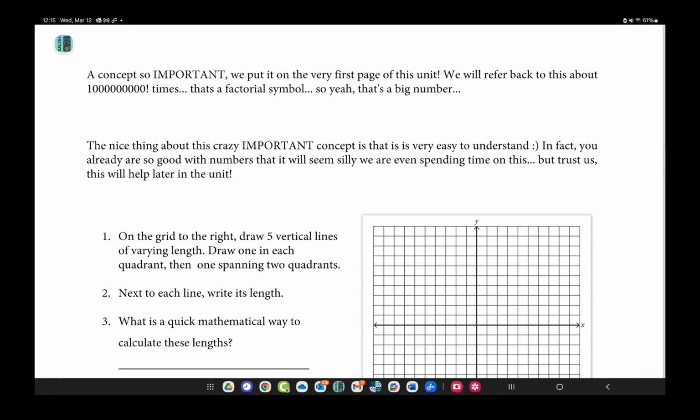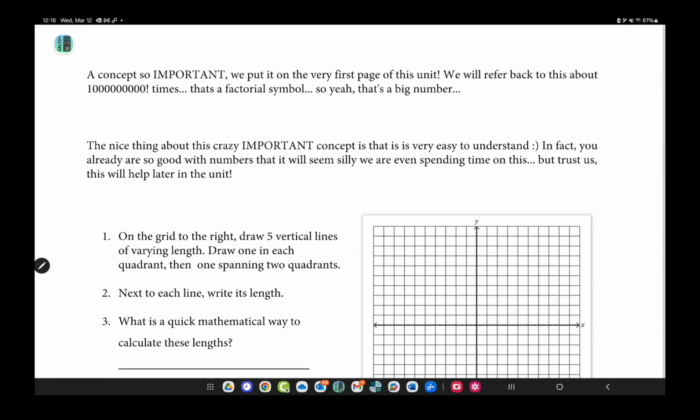A concept important we put on the very first page of this unit. We will refer back to this about whatever number that is times. Oh, and that's factorial, so that's even bigger than you think it is. So one of the biggest concepts we need to know for this entire unit is going to be taught in the first step. Now the nice thing about this great important concept is it's very easy to understand. In fact, you already are so good with numbers, it will seem silly we're even spending time on this, but trust me, this will help later in the unit.